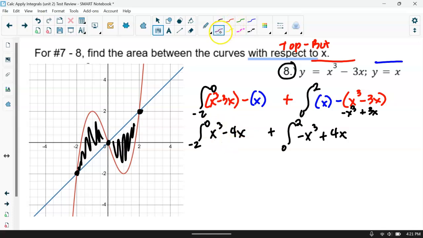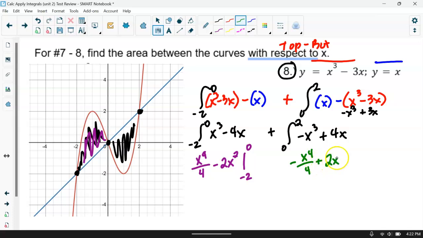Then we get our integral. So here we've got x to the 4th over 4 minus 2x squared. And that is for our first section here, right? So from -2 to 0. Then don't forget we're going to combine with that negative x to the 4th over 4 plus 2x squared from 0 to 2. That is the area of this function here.